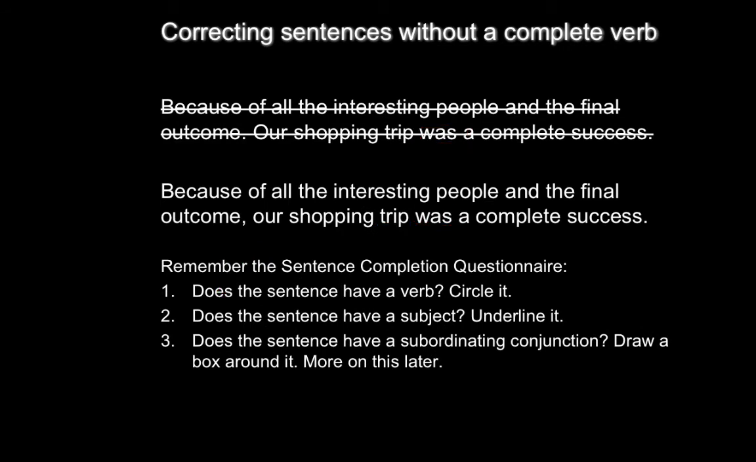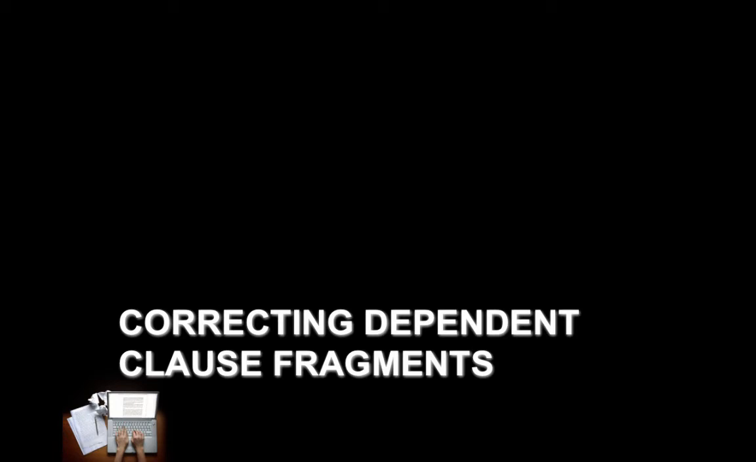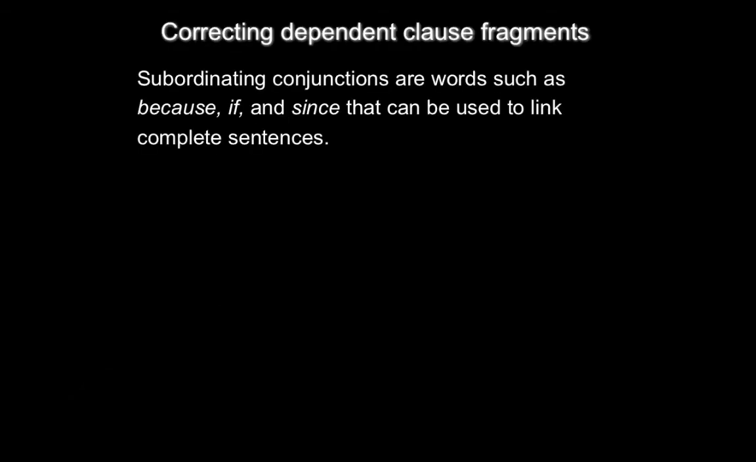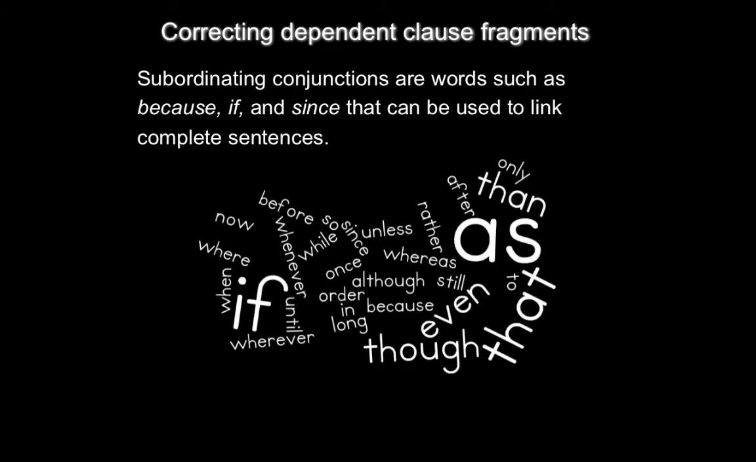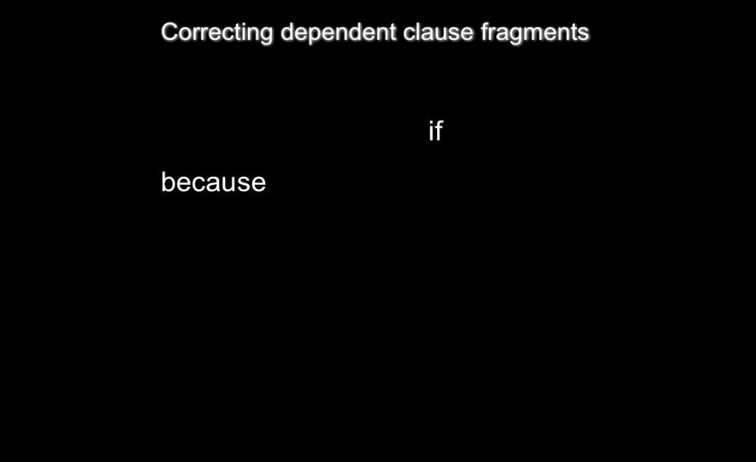The last thing we'll look at is how the use of subordinating conjunctions can create sentence fragments. Subordinating conjunctions are words such as because, if, and since that can be used to link complete sentences. There are many subordinating conjunctions. These are just some examples. But with the exception of very formal writing, the most commonly used subordinating conjunctions are because, if, since, although, after, and so that. Many of us use lots of subordinating conjunctions in our writing naturally, so it's important to know the grammatical rules that are associated with them.